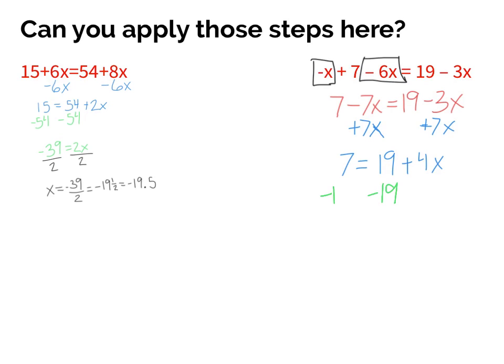Next, we're going to move the 19 over. So we're going to subtract 19 from both sides, which is going to give us a negative 12 equals a positive 4x. And the final step is we're going to divide by 4 on both sides, and that's going to give us a negative 3 equals x.